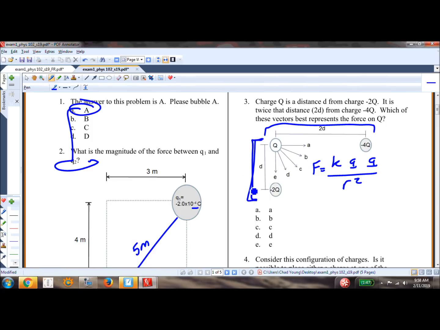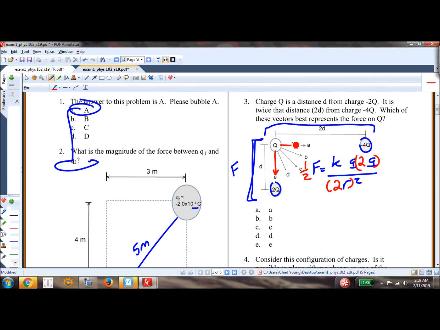So these two charges exhibit a force F. But notice over here that this charge is twice this charge. So I'm going to put a factor of 2 in this equation, because that charge is twice what it was originally. But also notice that it's twice as far away. So I'm going to put another factor of 2 right there. So what I get is a force between Q and minus 4Q that is half the force between the Q and minus 2Q. So if I draw the force between these two, it'll look like that. But if I draw the force between these two, it's going to look like that.